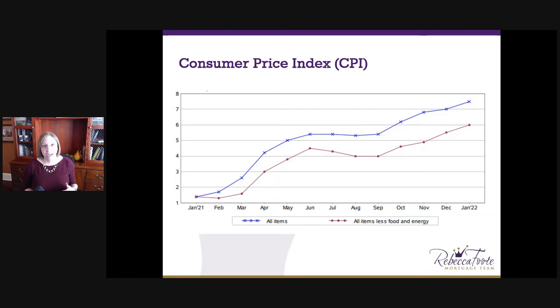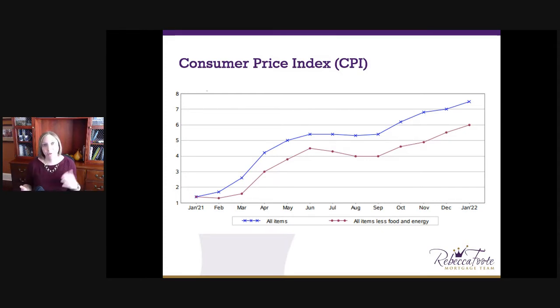Now, if you strip out food and energy, you get what's called the core rate. That is the red line that you see below the blue line on the screen, and that was a little bit less. I think it was a little bit above 6% last week. So it is a little bit less, but it's what you pay as the consumer. So CPI, the Consumer Price Index, measures inflation on the consumer side.